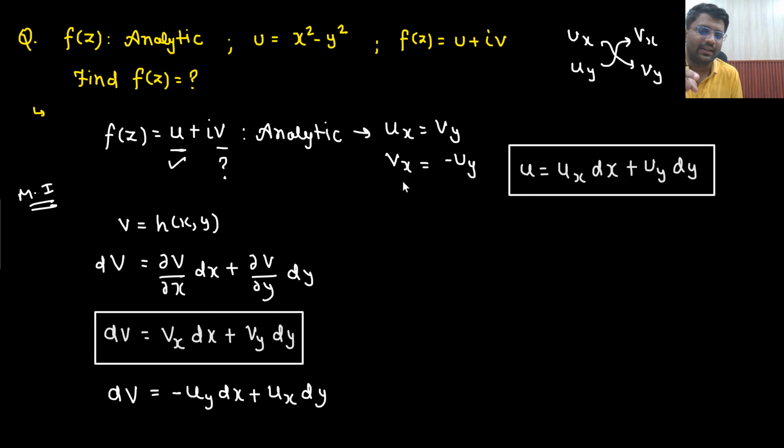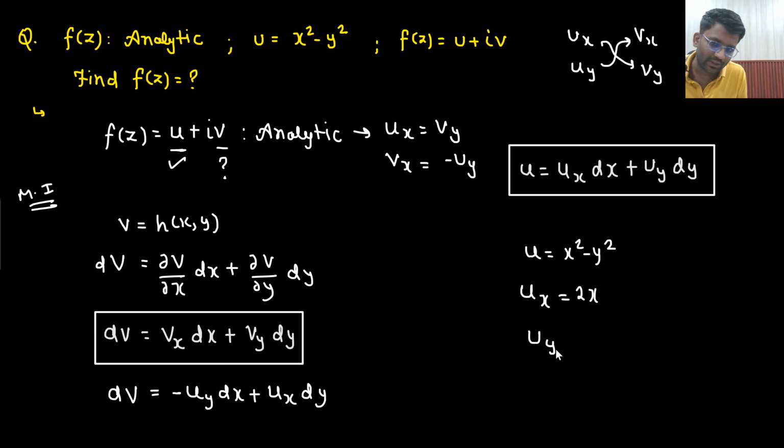In place of vx, I can get the value of uy. How can I get the value of uy? Because u is given, no? What is u? So u is x square minus y square. So I can get the value of ux, that will be 2x, and I can get the value of uy, that will come out to be minus 2y. So these values I am having. In place of vx, I am replacing uy. In place of vy, I am replacing ux.